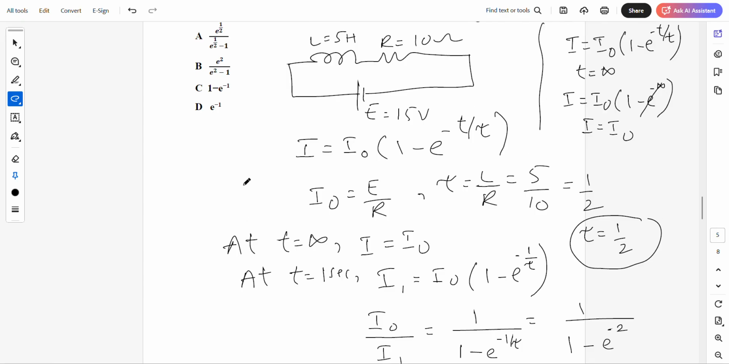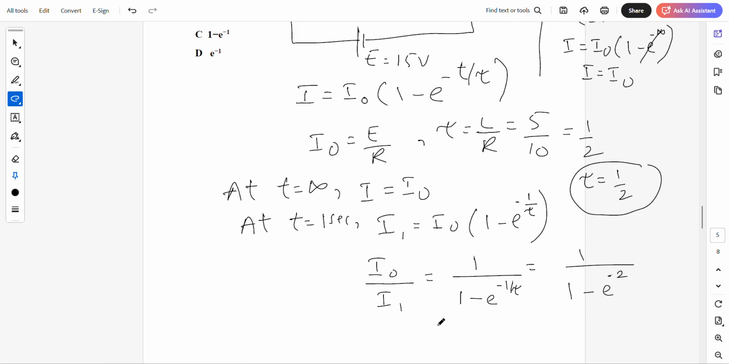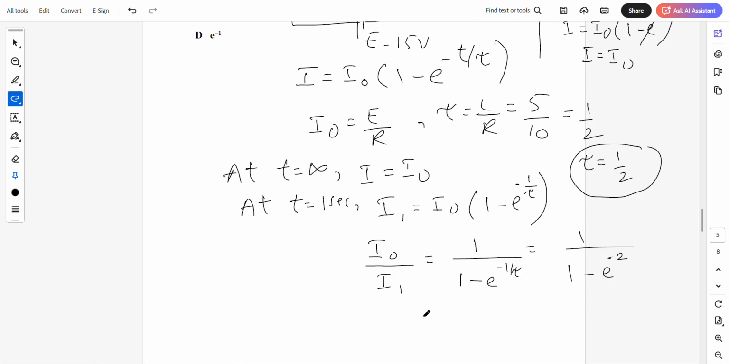What is the answer they have given? Okay, you have to calculate at t to infinity and t to the 1 second. You have to calculate the ratio I naught by I1, which will be equal to 1 divided by e square minus 1.